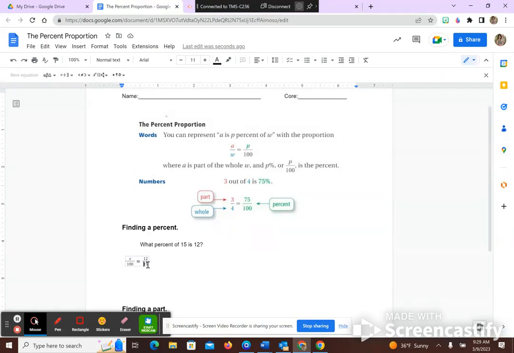It is very small. Let me zoom in or make it bigger. What would you do to solve the ratio? Cross products is a great idea. I don't know why it's not getting larger, but if I do cross products, I would do 12 times 100, so that's 1200, is equal to 15 times x, or 15x.